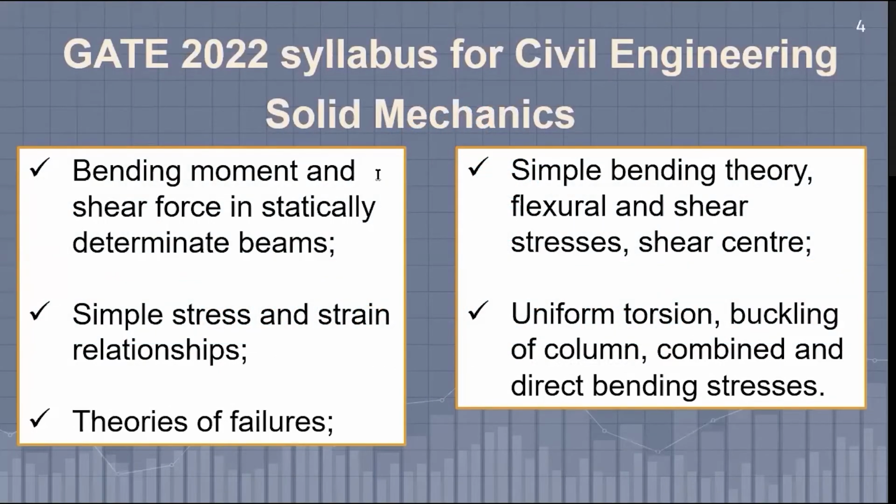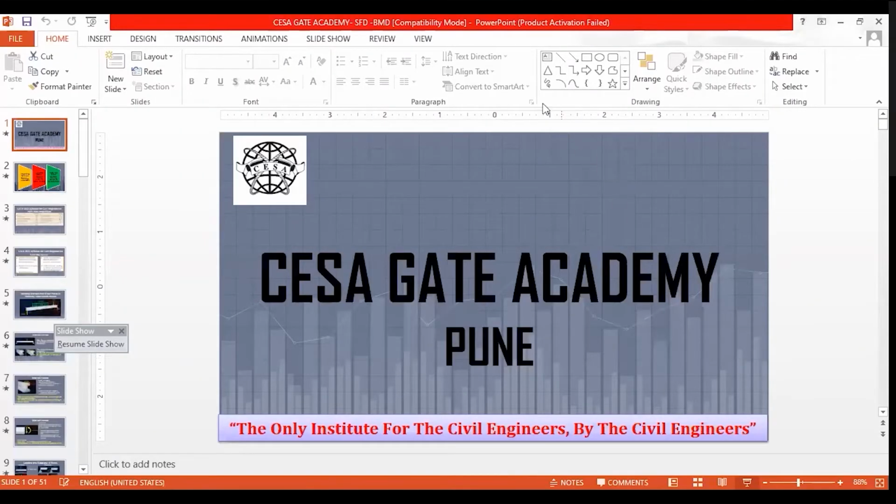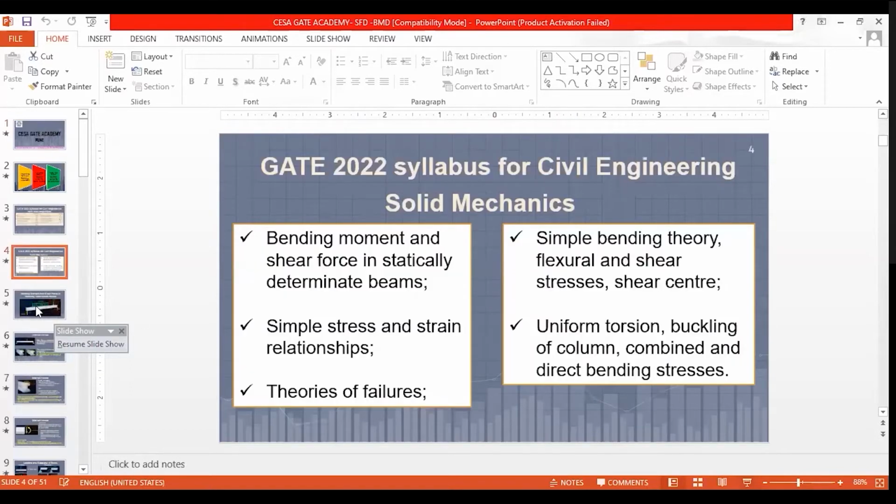Theory of failure. Then simple bending theory of flexure and shear stresses, shear centers. Then uniform torsion, buckling of column, combined and direct bending stresses. This is a particular syllabus for solid mechanics.